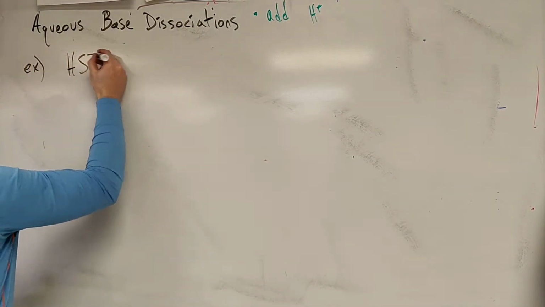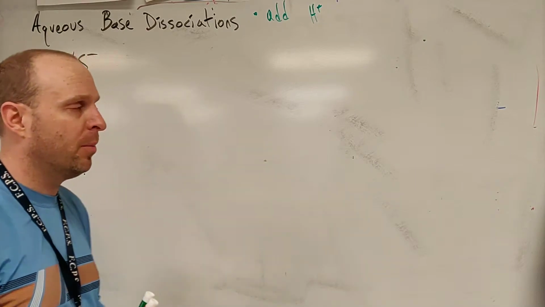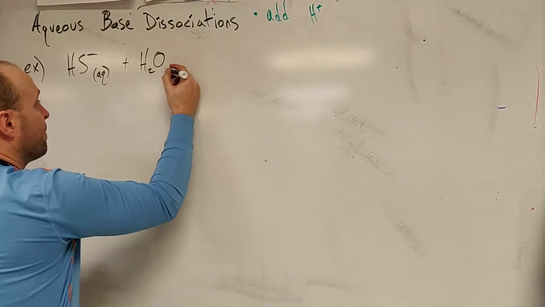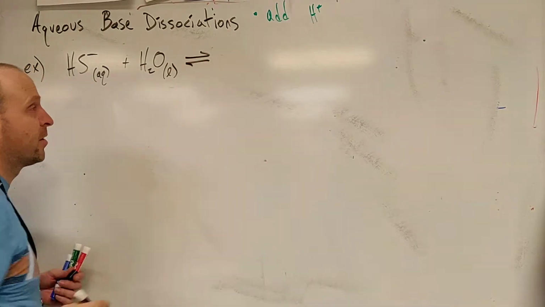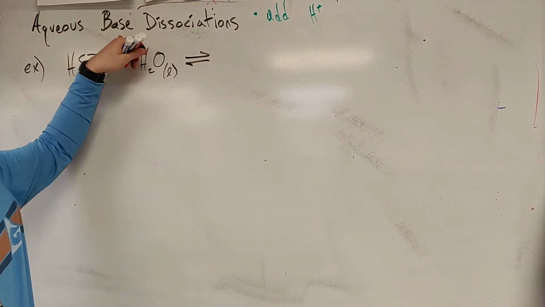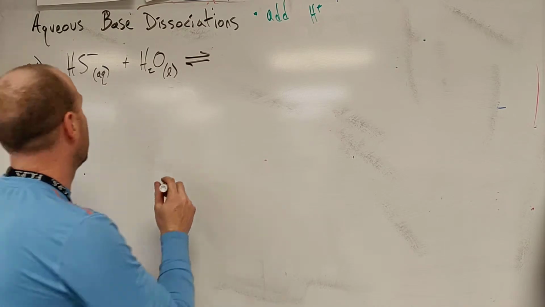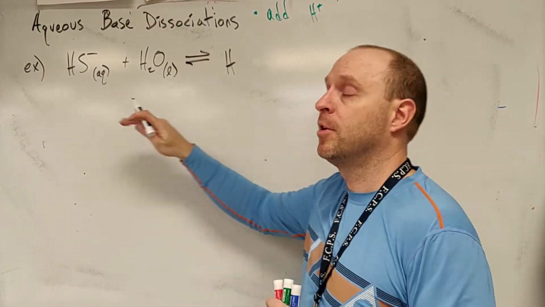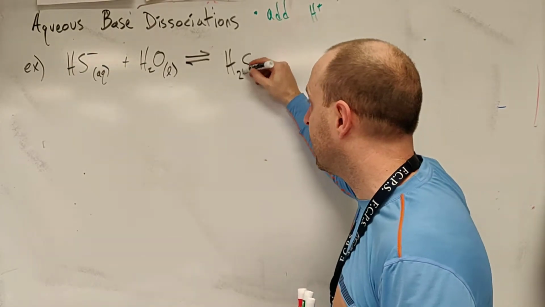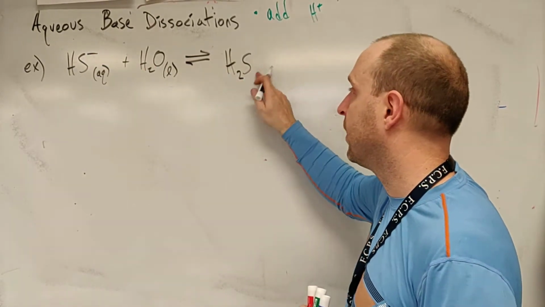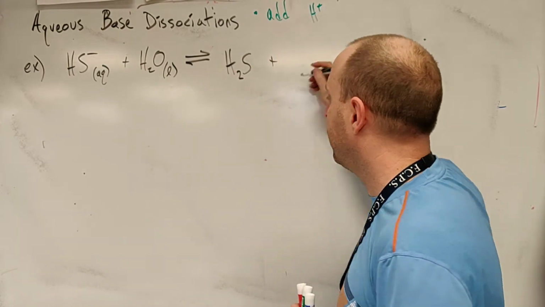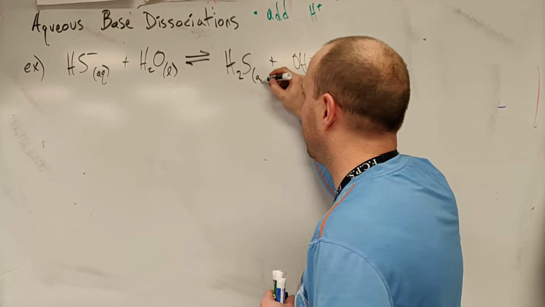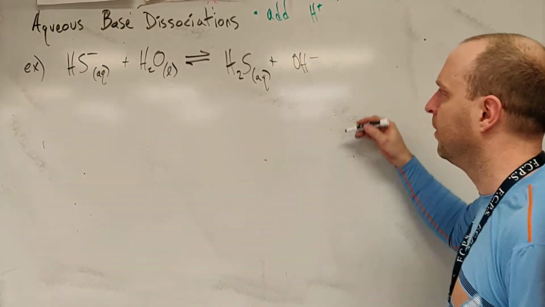So HS-. If we're writing an aqueous base dissociation, or any dissociation, water has to be there. The role of that water is determined by the type of dissociation. This says base. This is going to gain H+. So HS- plus 1 H+ gives you H2S. The minus goes away because it added H+. What's left of the water here is OH-. All right. I'm going to say this is aqueous. H2S is going to be a gas, but whatever.